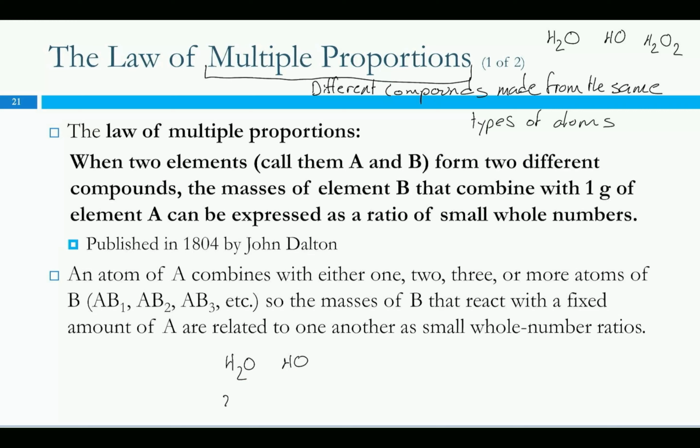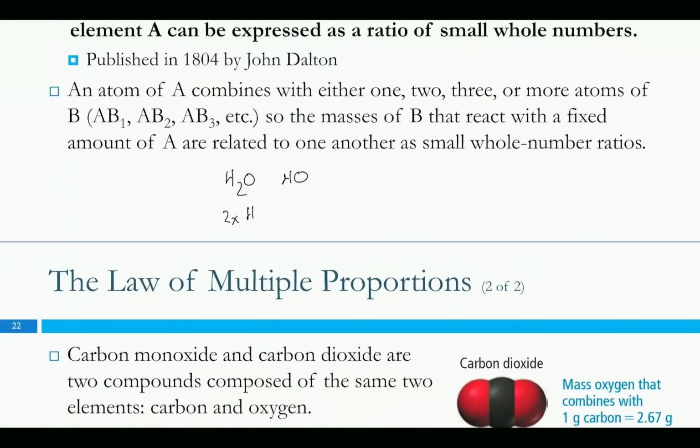H2O should have 2x the mass of hydrogen when compared to hydroxide, which is this, with 1 hydrogen. The mass of the oxygen is still going to be the same, though. So this is the law of multiple proportions, which hints at or suggests that atoms are always combining in whole number ratios, similar to what we saw with the law of definite proportions.